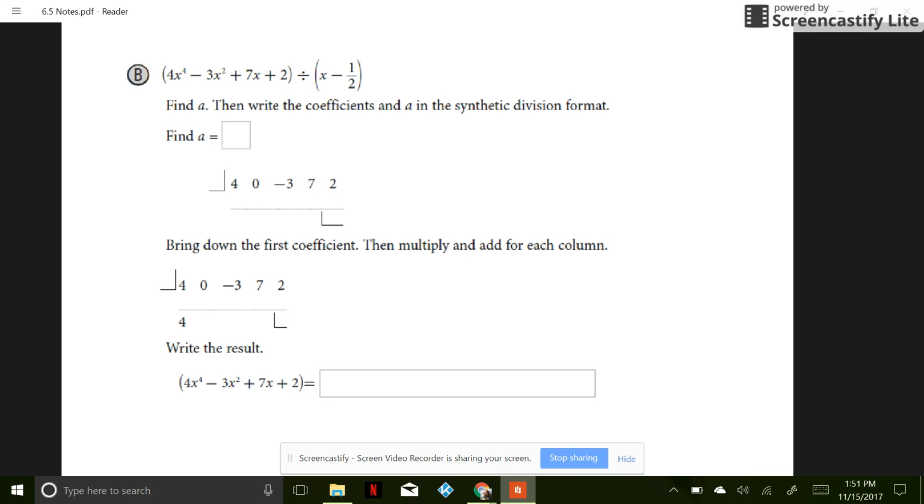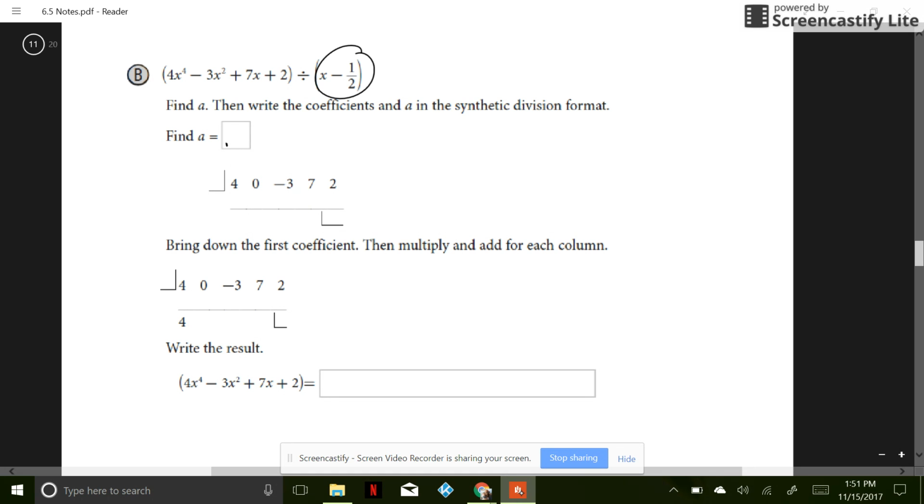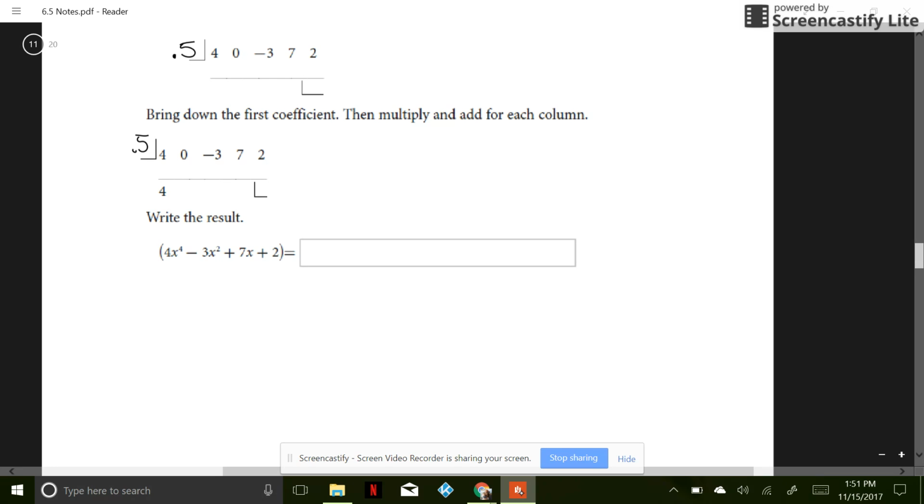So the first thing we do is find the value of a. So since we have x minus 1/2, our a value would be positive 1/2. So that's what's going in here. And then we take the coefficients in front of our dividend. So for 0, we have no x cubed, -3, 7, and 2. So we're going to bring down the first coefficient, then multiply and add. So we brought down the 4. Now we multiply. 0.5 times 4 is 2. Then we add 0 plus 2 is 2.